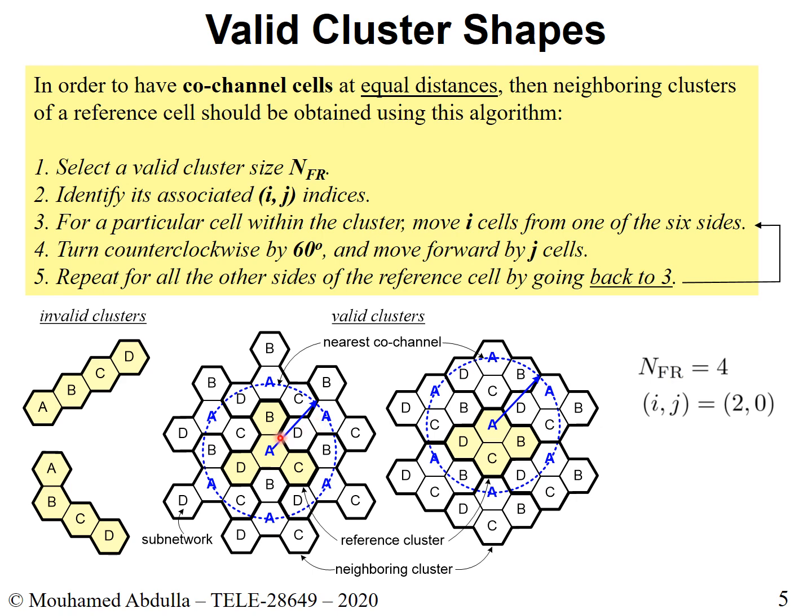You could do the same thing with this side. You move by 2: 1, 2. You turn by 60 degrees, but you don't move anything because your J is 0. So this is your second co-channel cell. Then you do this for the other sides, and you find them here. This allows you to find the radius for your nearest co-channel. So you have a radius for your nearest co-channel.